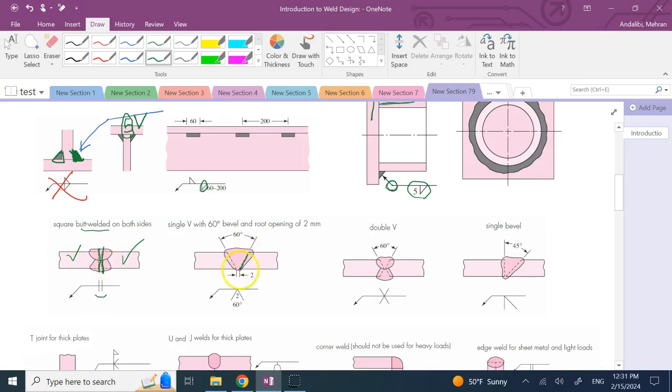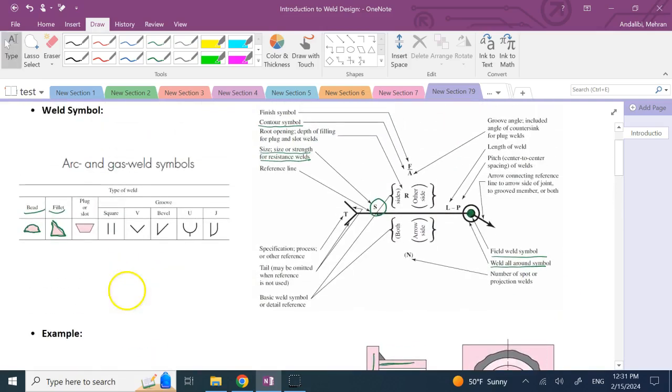In this case you cut it like a V, so that's a V groove. In this case it's a double V, so you see the groove is like this on both sides, above and below, and in this case that's like a half V basically. Okay, so these are different symbols for the grooves between the members.